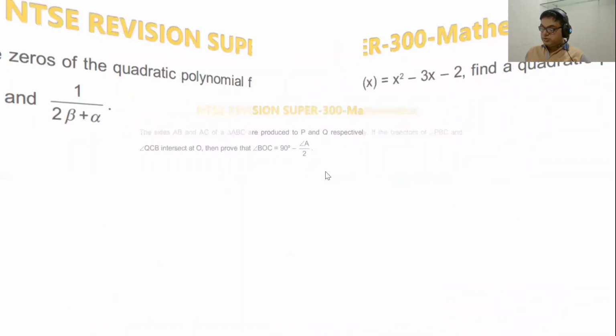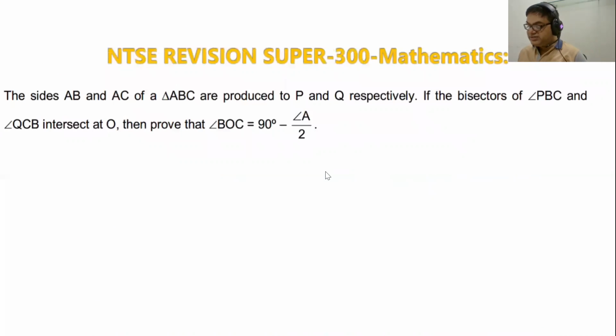Let us move to the last question of the day. The sides AB and AC of a triangle are produced to point P and Q. If the bisectors of angle PBC and angle QCB intersect at O, I have to prove that angle BOC is equal to 90 minus half angle A. Very standard question. 9th class की textbook में it's a very standard question. Let me explain this question.